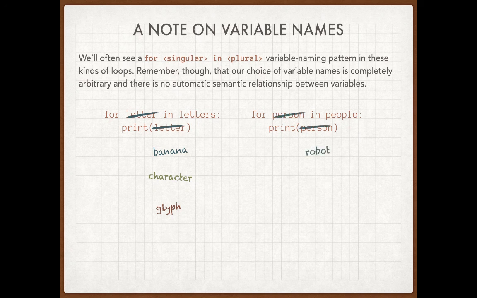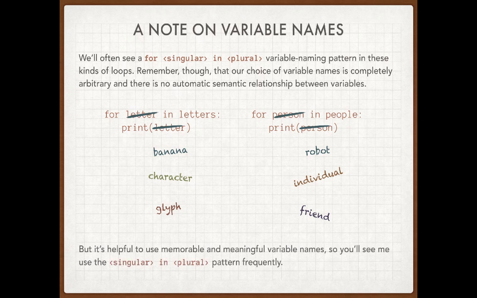We could call that robot, or we could call that individual, or, if you happen to be one of those people who has friends, you could even say for friend in people. So it's useful for us as humans to choose meaningful variable names. And in fact, I like to choose these singular and plural kinds of variable names because I find them quite meaningful and illuminating. But don't make the mistake of assuming that Python is going to do something for us automatically simply because these words are related. That is not the case in any way, shape, or form.